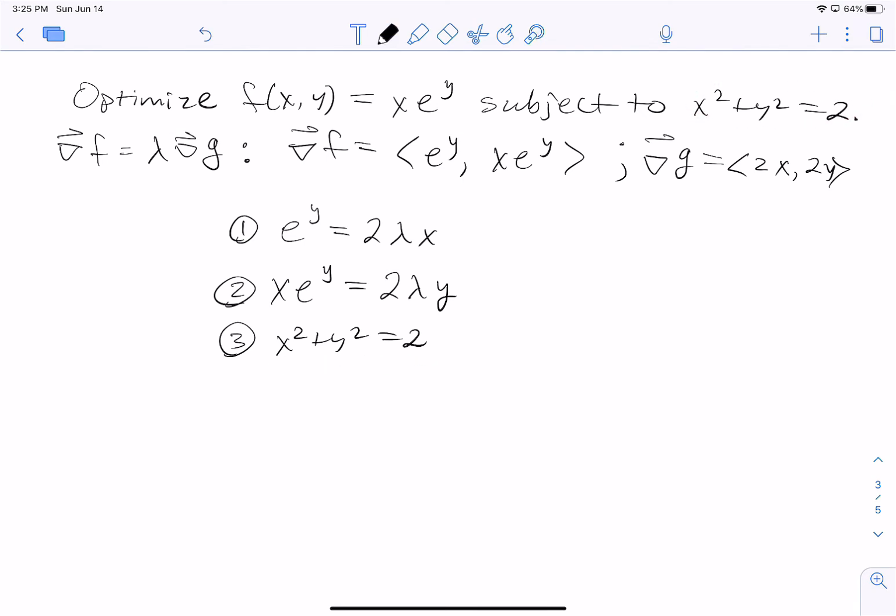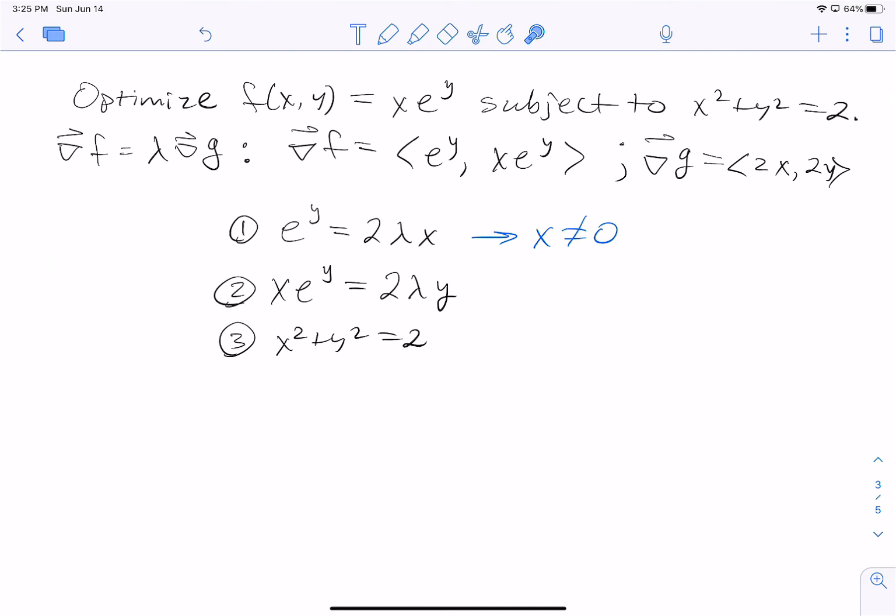I had you stop here because we need to do a little bit of analysis as far as what x and y can be. Because e to the y is equal to 2 lambda x, we can conclude that x can't be 0, because e to the y is positive. It'll never be 0. Looking at the second equation, x e to the y is equal to 2 lambda y, we consider what would happen if y was 0.